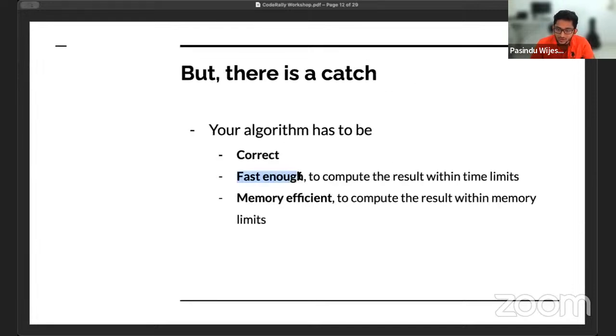And so whatever algorithm you come up with and then turn into code, it needs to be fast enough. It also needs to be memory efficient. There's going to be bounded memory available to you when the grader is executing your program. So your program should come up with the result without exceeding the given memory limits. These three things should be there in the programs that you submit, right?